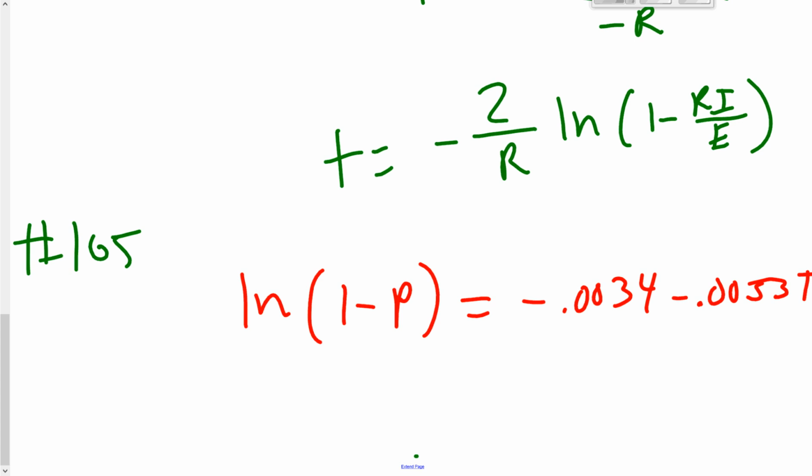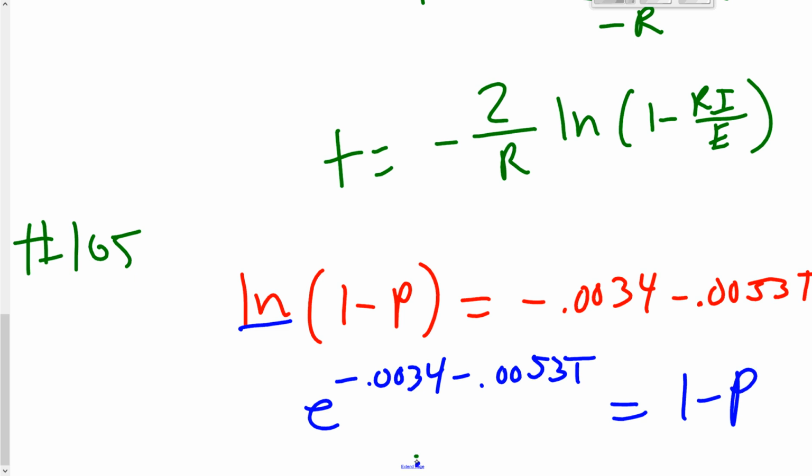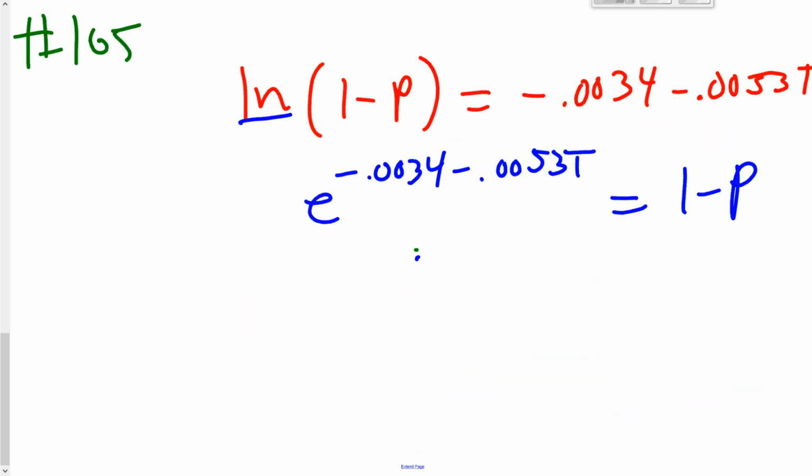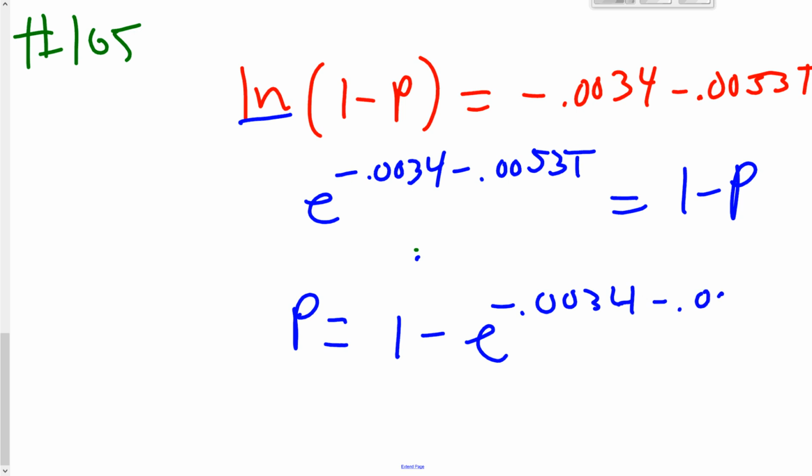I cannot distribute that ln, right? So that means I need to switch this to an exponential first. So this is base e, right? Ln is log base e. So e raised to my answer, negative 0.0034 minus 0.0053t equals 1 minus p. Now I can go ahead and just add p and subtract the e, right? So p is equal to 1 minus e raised to the negative 0.0034 minus 0.0053t.